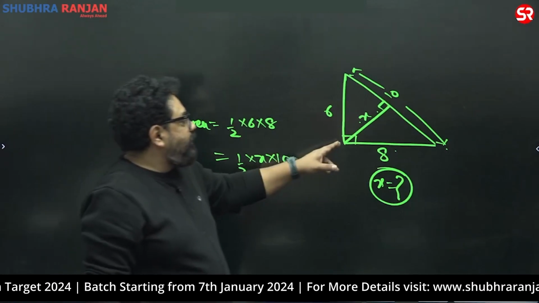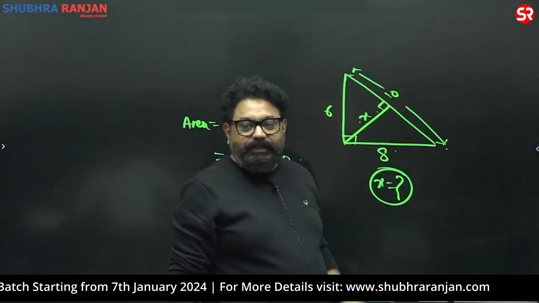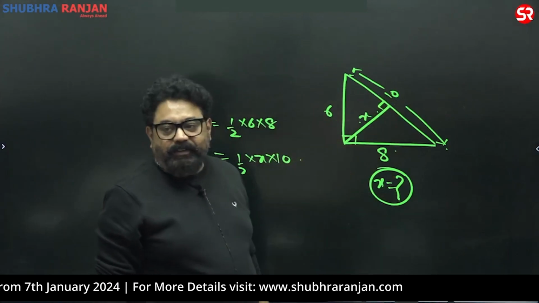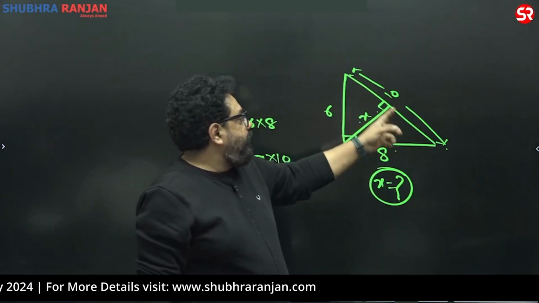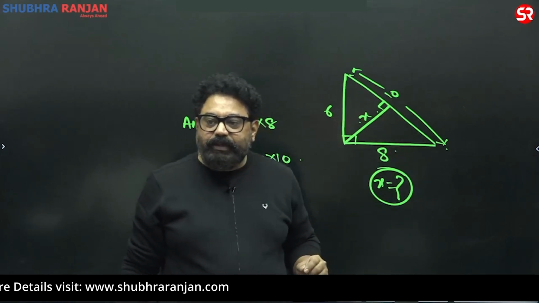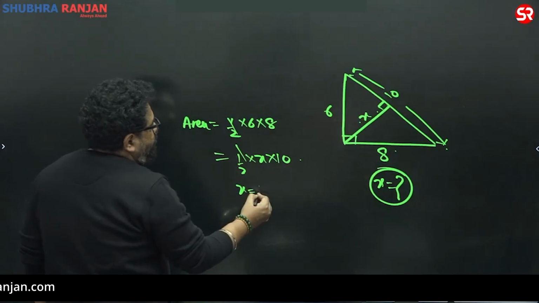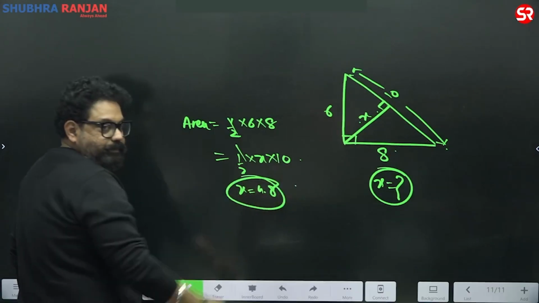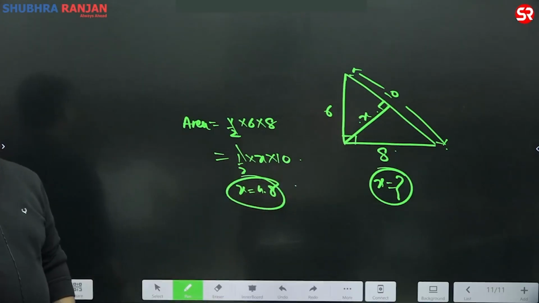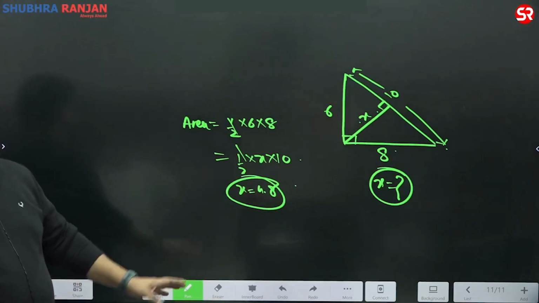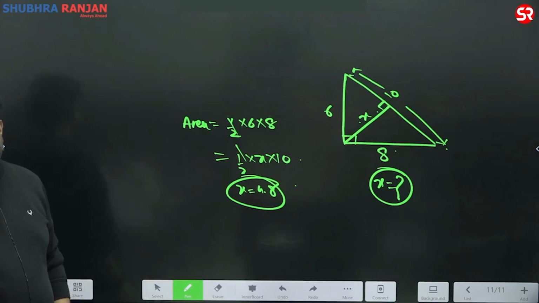If you take this as a perpendicular, your base would be 10. So the area is either half 6 into 8, or half 10 into x, half base into height. Both are the same. Here is the answer: x is equal to 4.8. That is half cooked rice, I'm telling you, because you are not able to connect what was what.